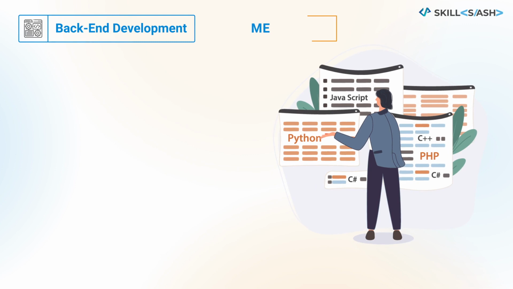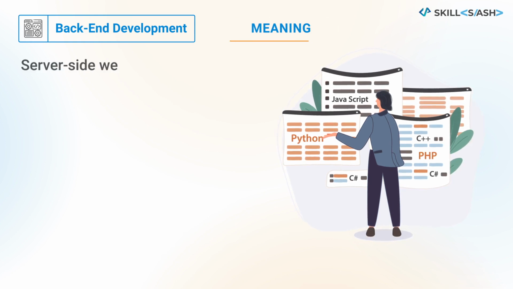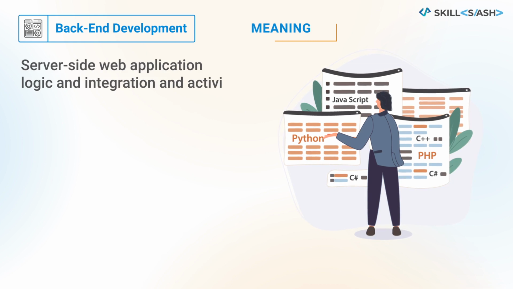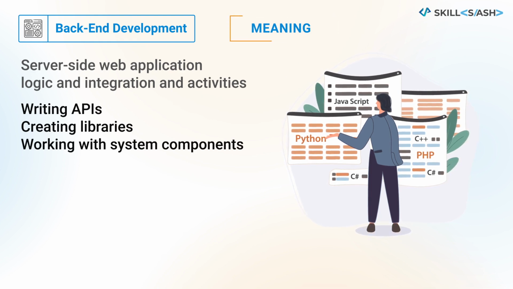Backend development. Web development activities that are done at the back end of programs are referred to as backend development. Backend development covers server-side web applications, logic and integration activities, like writing APIs, creating libraries, and working with system components, instead of front-end development, which focuses on customer-facing services and programs.